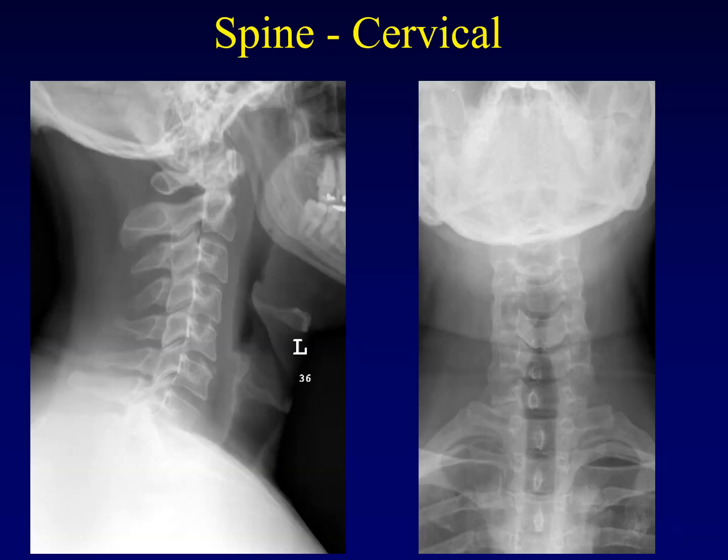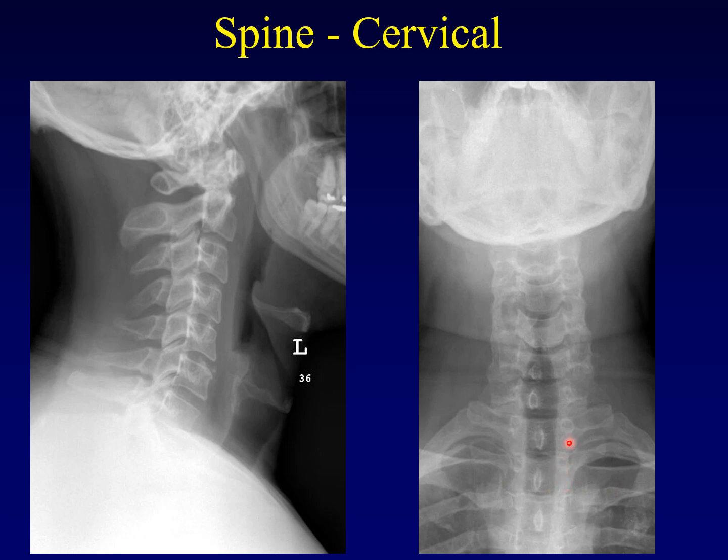Now, we still do occasionally perform plain films of the spine. They are a good screening tool, although CT does a better job at looking at most aspects of the spine, including both degenerative disease and trauma. But plain films are inexpensive, easy to obtain, and are a good initial screening tool. Notice the normal curvature of the cervical spine. There is a normal degree of lordosis, that is curvature with the apex towards the front, lordosis of the cervical spine. That's normal.